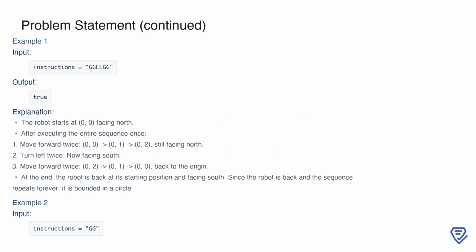Consider the first example where the input is GGLLGG. The robot starts at 0, 0, facing north. First, it moves forward twice, going from 0, 0 to 0, 1, and then to 0, 2, still facing north. Then, it turns left twice, which makes it face south. Next, it moves forward two more steps, returning from 0, 2 to 0, 1, and then back to 0, 0. At this point, the robot is at its starting position but is now facing south. Since the robot ends up back where it started after completing one sequence of instructions, and the sequence repeats forever, the robot remains bounded in a circle. Therefore, the output is true.